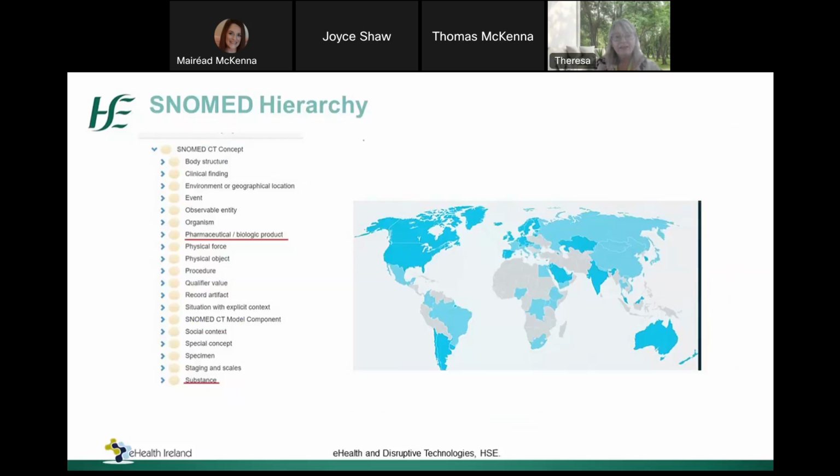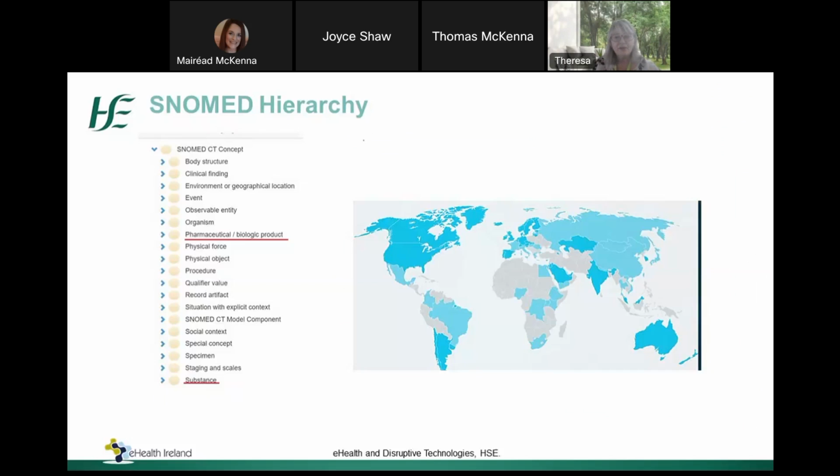SNOMED, as I said, it's built on relationships. So in SNOMED, there's 19 hierarchies. Everything in SNOMED is related to everything else. So everything must fit in under the hierarchies. So that's important to know as you start working with SNOMED and start looking at it, that everything is related to everything else and nothing sits on its own. Everything is under one of these concepts.